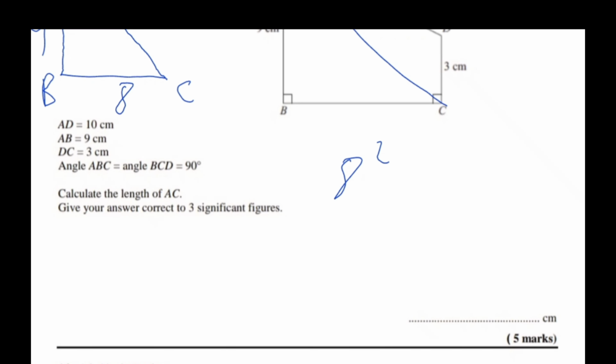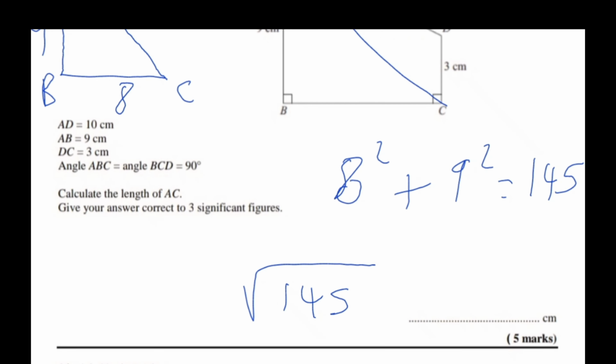All we have to do is find the final length of the hypotenuse, which is 8 squared plus 9 squared equals the length of AC squared. Which gives us 145. We square root this, and that will be the value of AC.